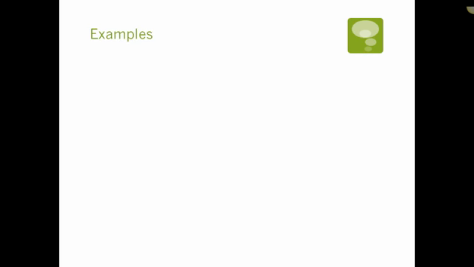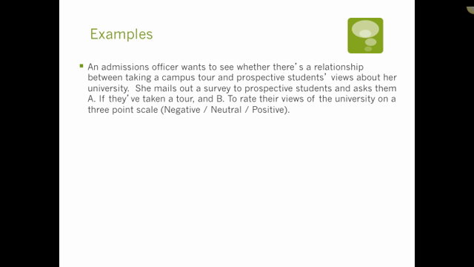I'm going to just go through a few actual examples of non-experimental, quasi-experimental, and experimental designs just to illustrate the differences in practice. So let's say an admissions officer decided she wanted to see whether there was a relationship between taking a campus tour and prospective students' views about her university. So she mailed out a survey to prospective students and asked them, have you taken a tour? And then, what are your views of our university, from negative to neutral to positive?